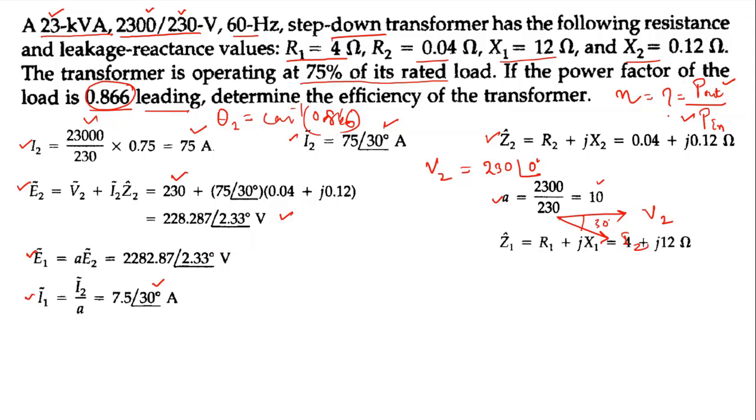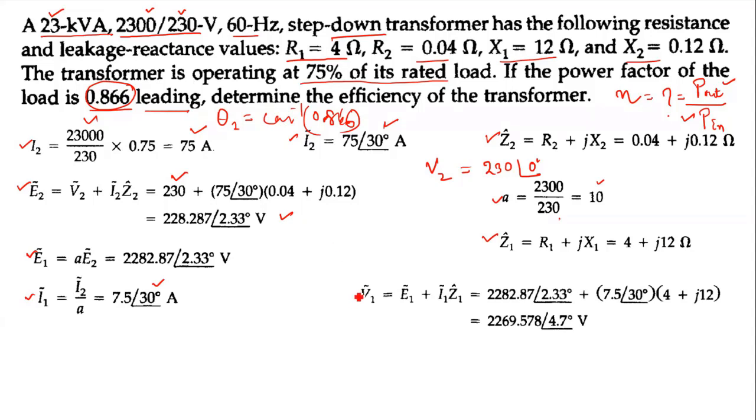Now can I find V1? V1 is nothing but E1 plus I1 into R1 plus jX1. Z1 I know, Z1 is R1 plus jX1, that is 4 plus j12 ohm. So now I can write V1 equal to E1 plus I1 Z1. You need to do the complex calculation, so your calculator must have this capability. Please remember, you must have a calculator which can do complex calculations. Then we found V1 will be equal to this.